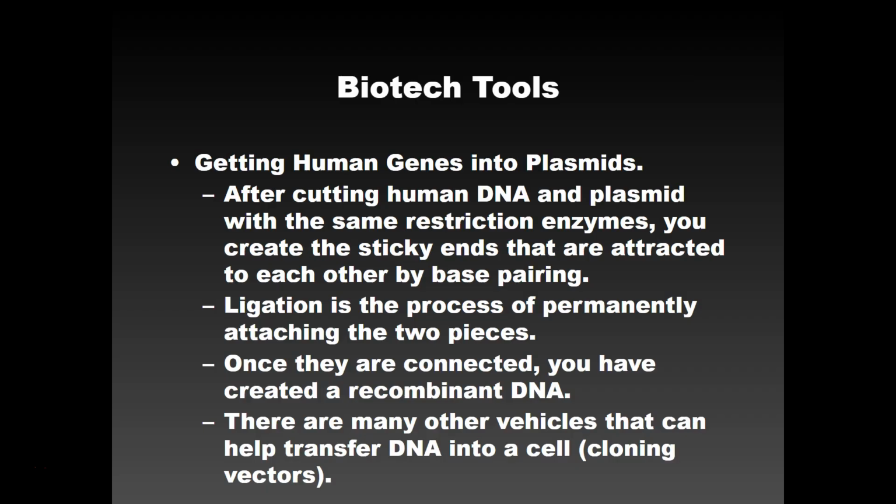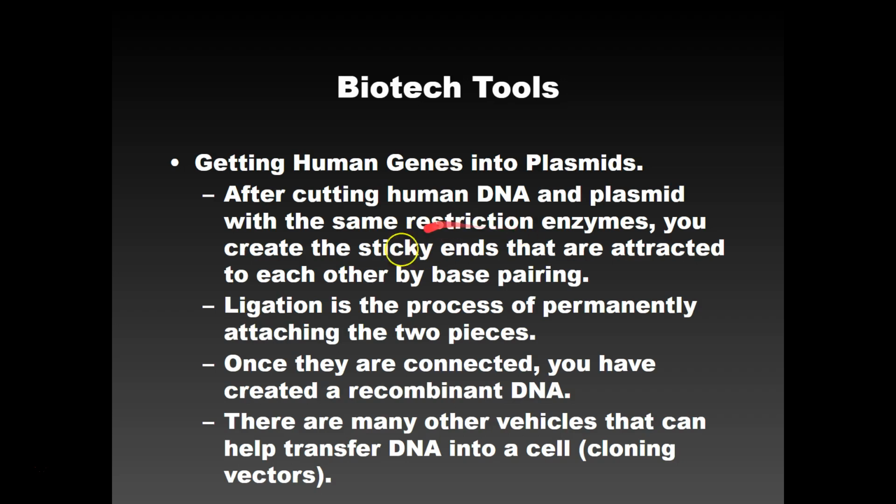So getting human genes into plasmids is kind of the next topic here. What you do is you take your human DNA, you cut it with a restriction enzyme, and you take your plasmid and you cut your plasmid open with a restriction enzyme. Okay? Then you take your piece of human DNA, you put it with the plasmid, you put certain enzymes in there, and that causes your human DNA to now be permanently attached to that plasmid.